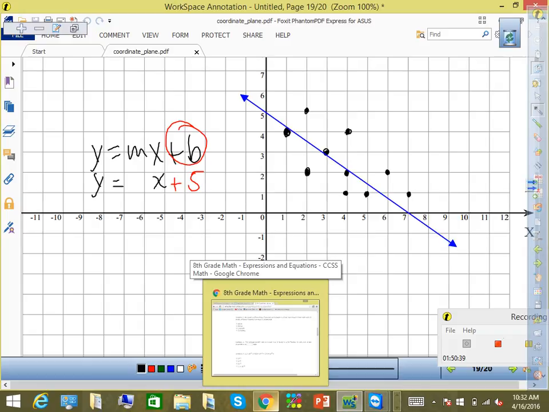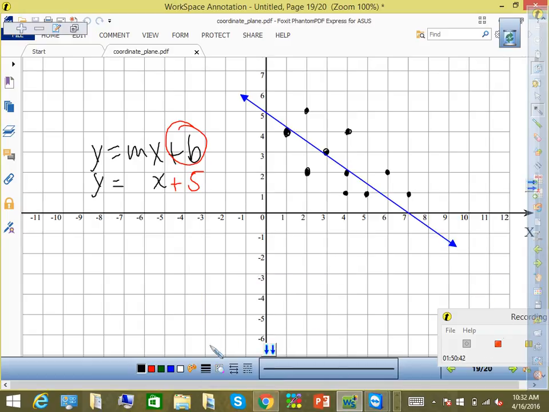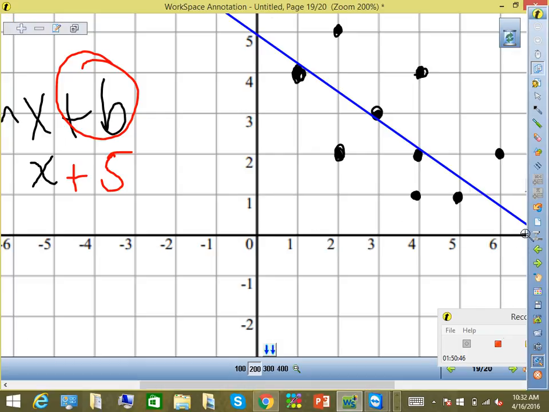We need to pick 2 points. So, let me zoom in. Yes, Sergio. You said 5 and what? Okay, you said y-intercept 0, 5. I mean, 0, 5 and 3, 3. There it is. We're going to take these 2 points. Does everybody see those? Take those 2 points on yours.